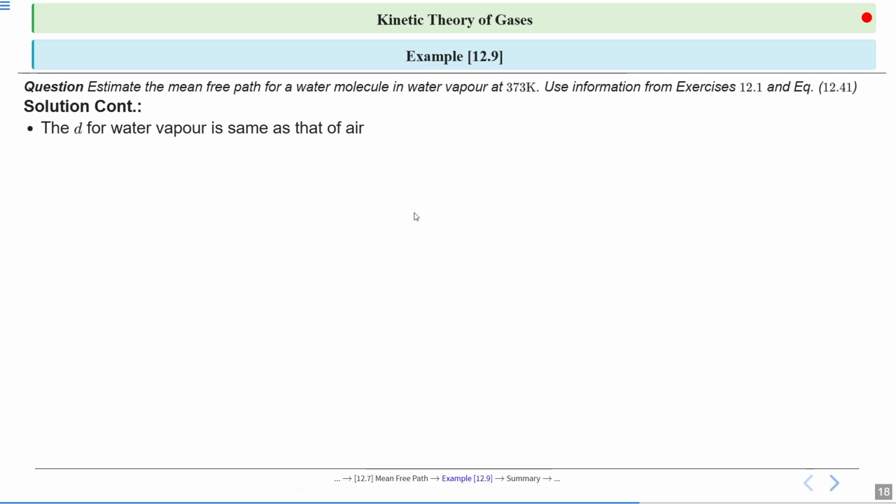So the d for water vapor is the same as that of air. This is an important assumption that simplifies our calculations, as it allows us to use known values for air in our equation. So the number density is inversely proportional to the absolute temperature. This means that as the temperature increases, the number density decreases.